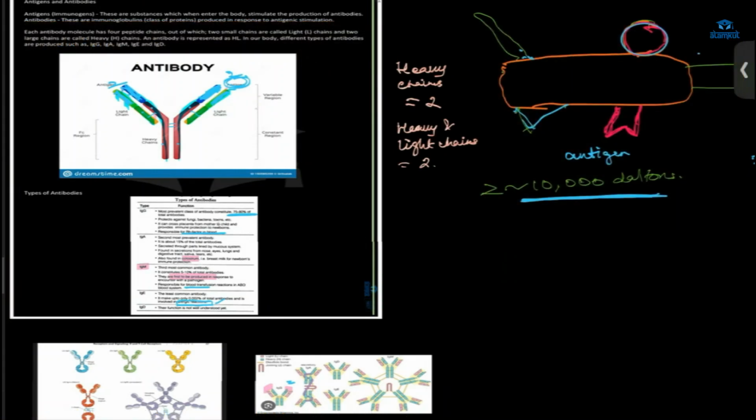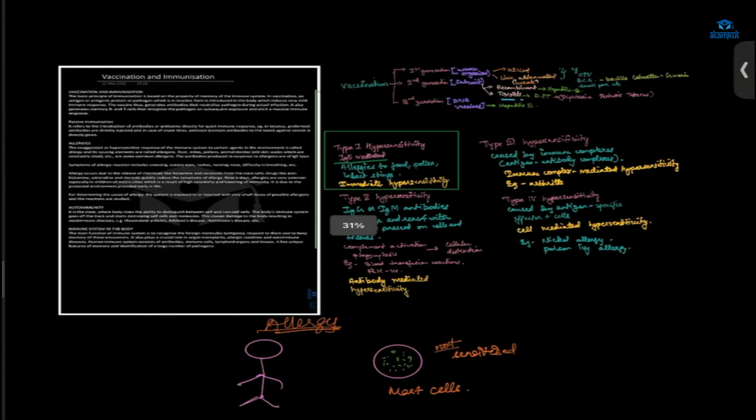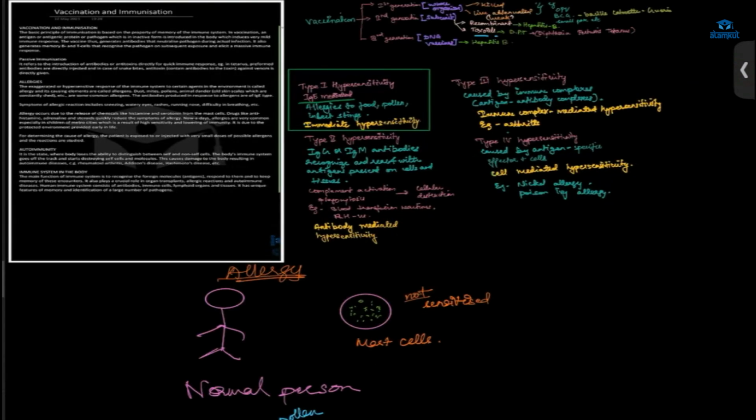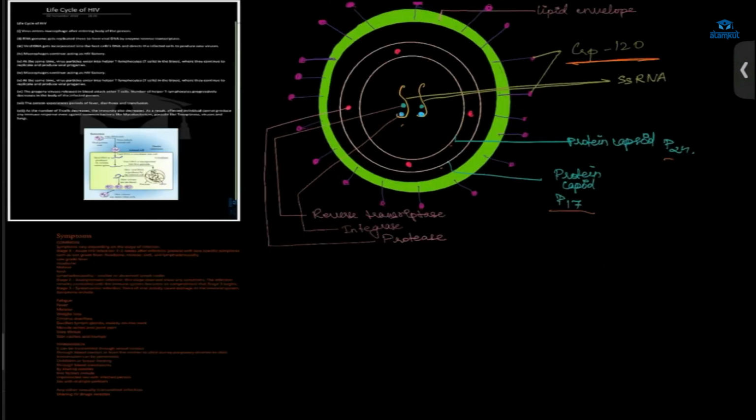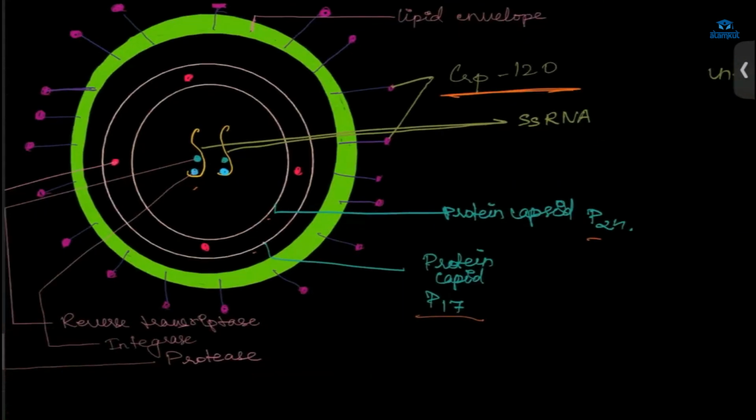So antigen, antibody, all those are over, right? Yes ma'am. We'll start with vaccination, all those over, right? Vaccination, yes ma'am, vaccination was done. And then which one? HIV. From HIV we have to start, right? Yes ma'am. So let's start.